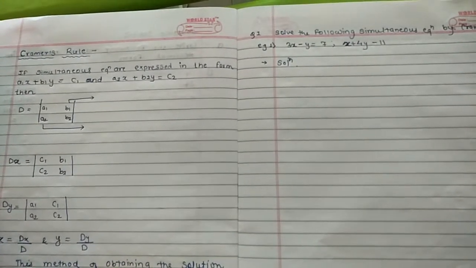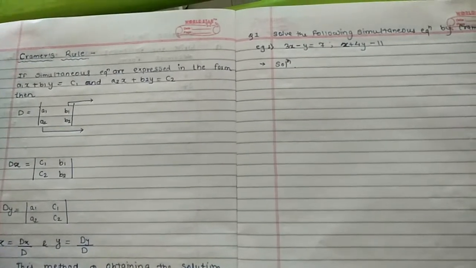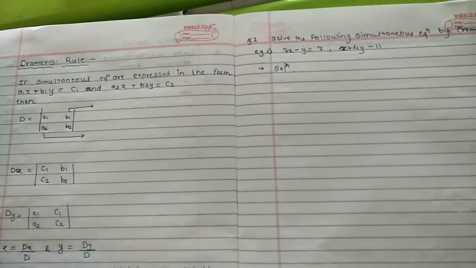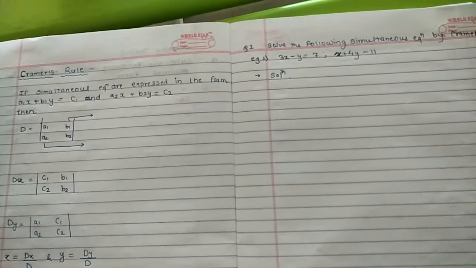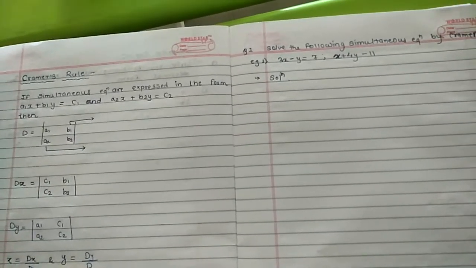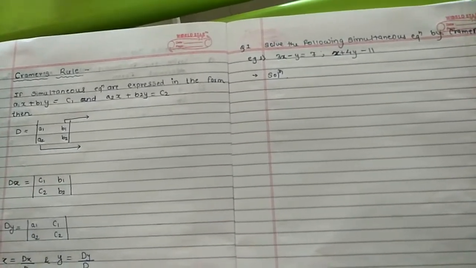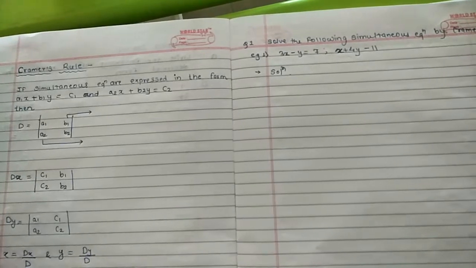So why is this rule called Cramer's? Because this method was derived by a mathematician whose name is Cramer. So from his name this method is called Cramer's rule.